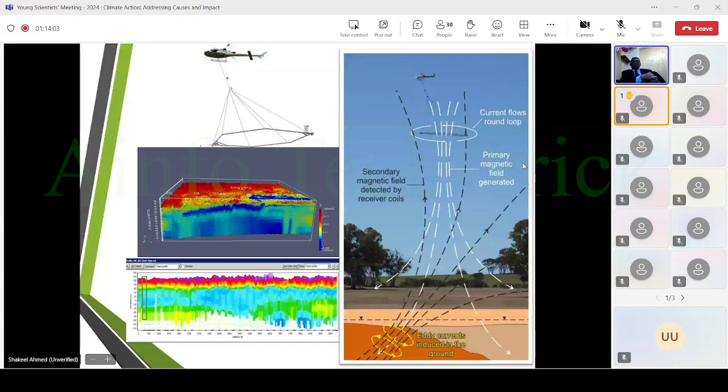So if you go for airborne survey, then we have to use the electromagnetic method, because for the electrical method, you need the contact. And if you fly, then contact is not possible. That's why we go for it. So I'm going to discuss the electromagnetic method.